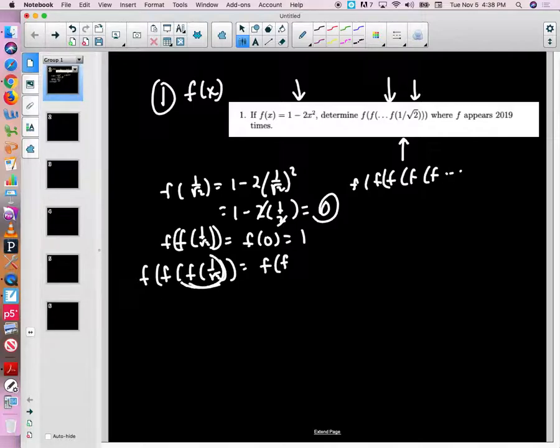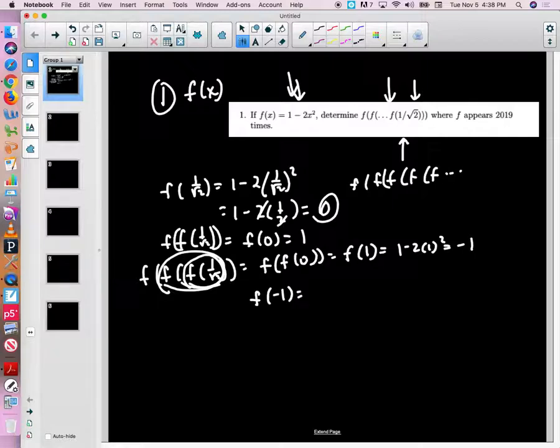And so this is 0. And now you know f of 0 is 1. And f of 1, if you fill it in here, you get 1 minus 2 times 1 squared, you get negative 1. And so I really just keep finding the inside. So let's just find f of negative 1 and see what happens. If you fill in f of negative 1 right here, you get 1 minus 2 times negative 1 squared, so you get negative 1 again.